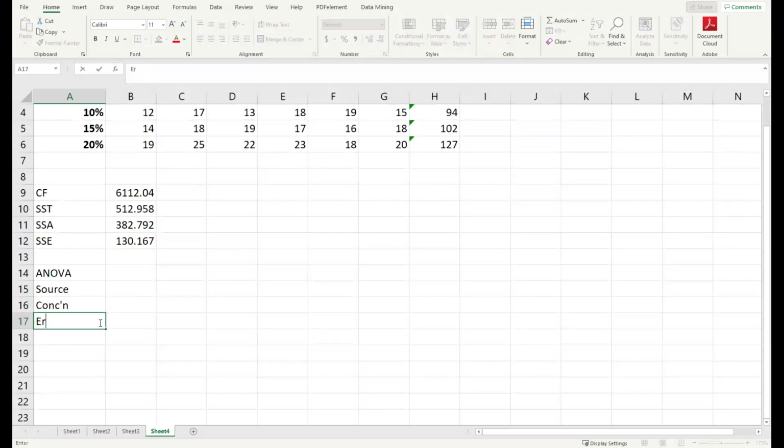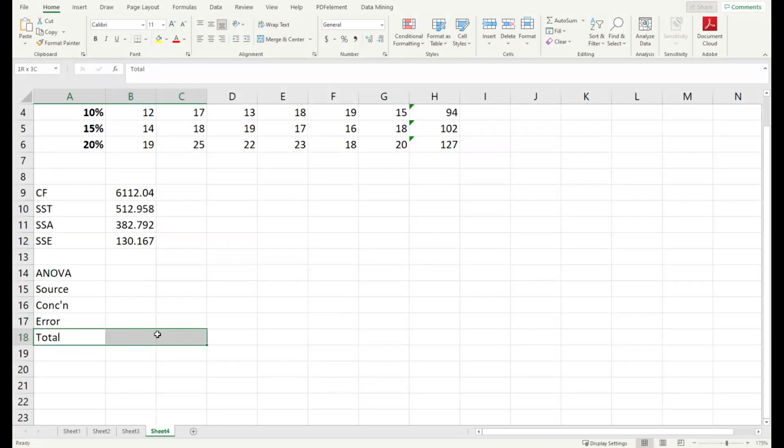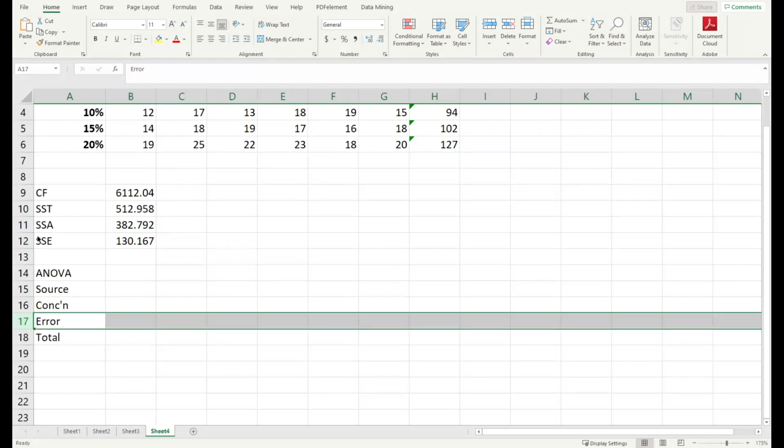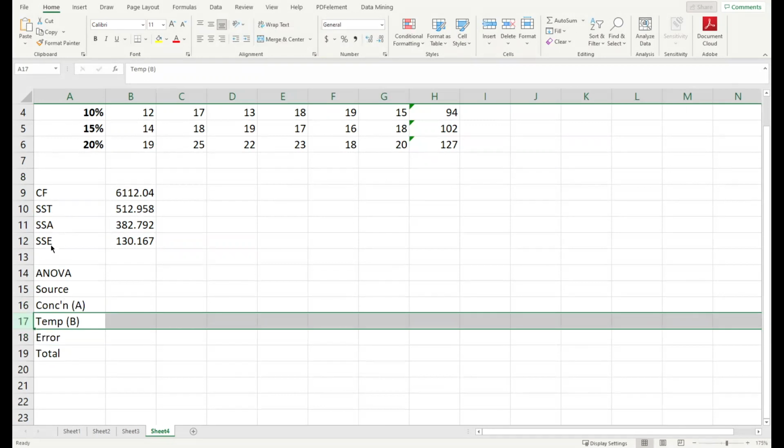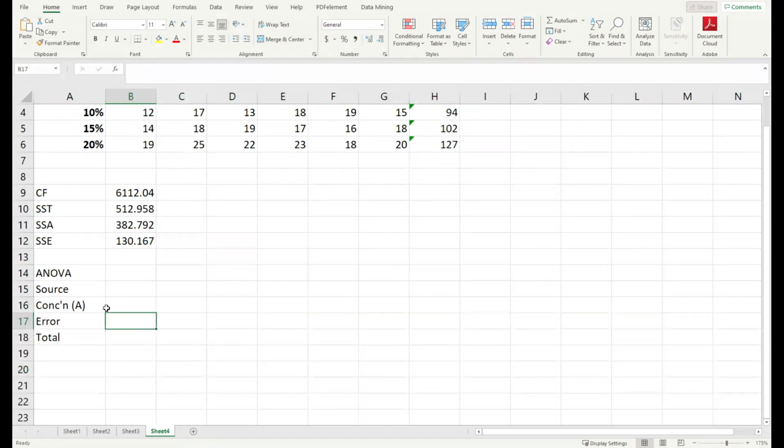Tapos, ang next natin is the error. And yung last, by convention, parang mas maganda lang na nasa dulo yung total, no? Tapos, error is this one. If you have another factor, kunwari, tinitingnan din natin yung temperature, pwedeng ganyan. Tapos, pwede rin ganyan yun, no? A, tapos B. Since we have only one factor, concentration lang ilalagay natin.